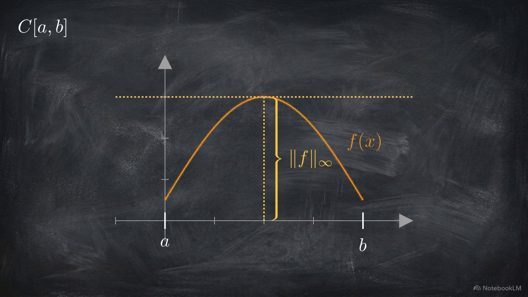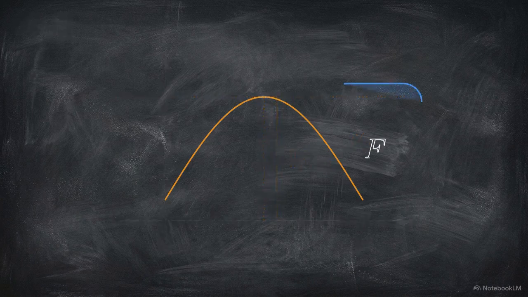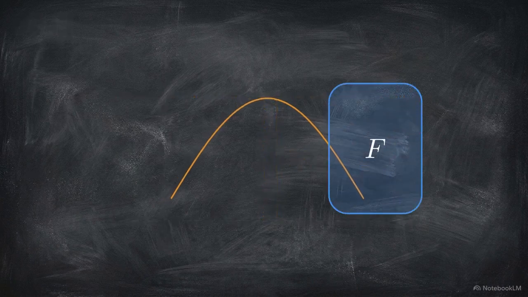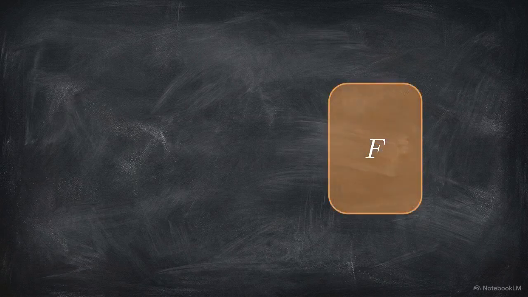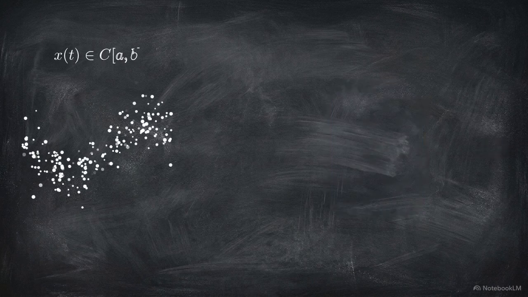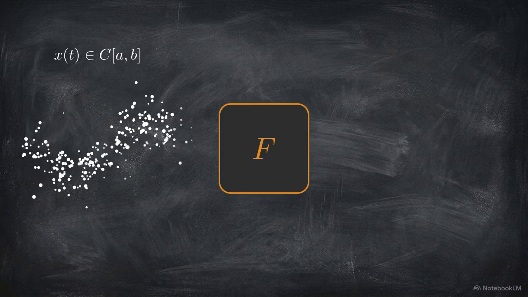Now, it is crucial that we don't confuse a function with a functional. A function is the curve itself. A functional is the machine you see here. It swallows the entire curve as a single vector input, processes it, and spits out a single real number, or scalar. Our goal in mastering the space C[a,b] is to identify the specific structure of these functionals.